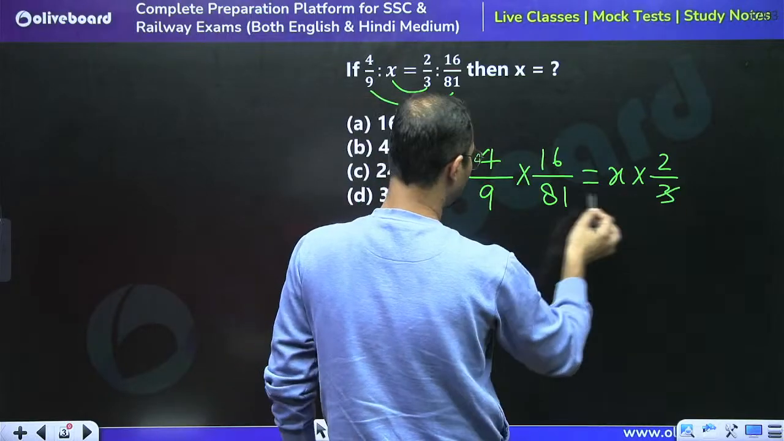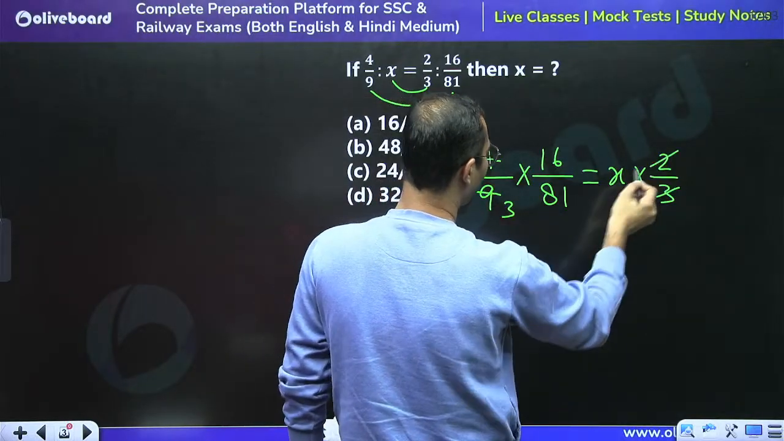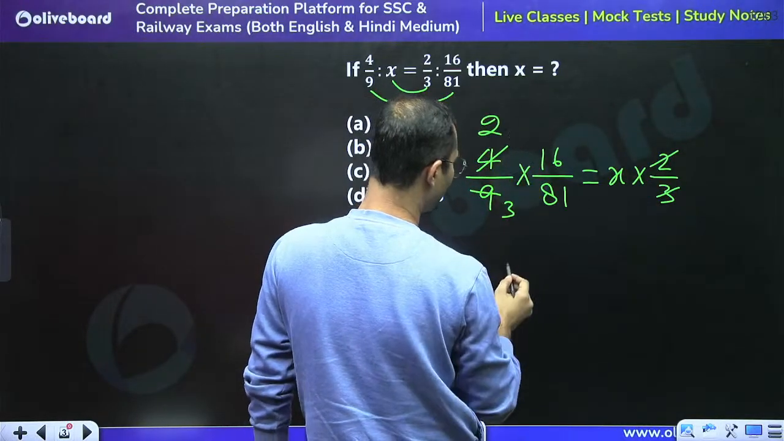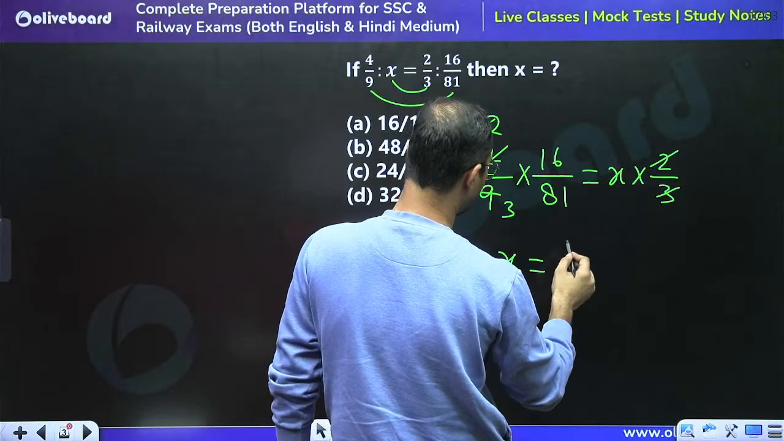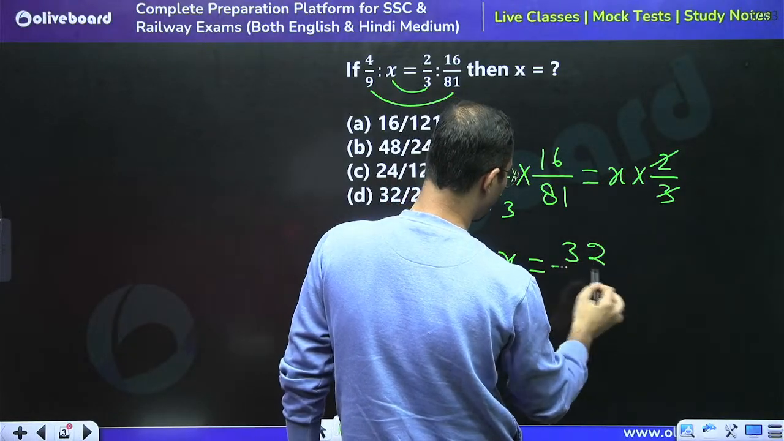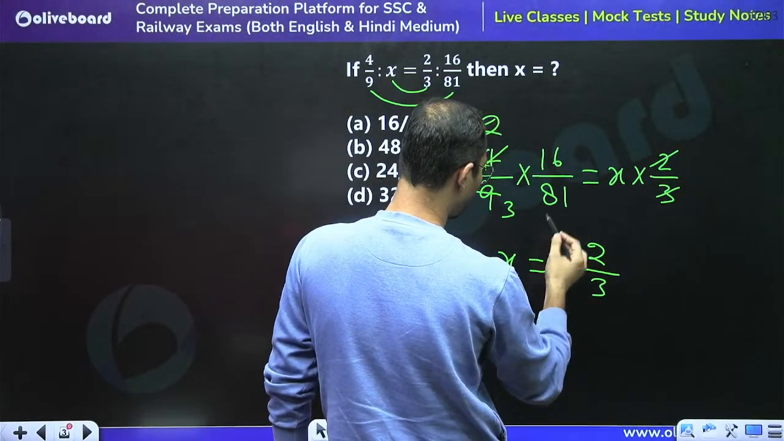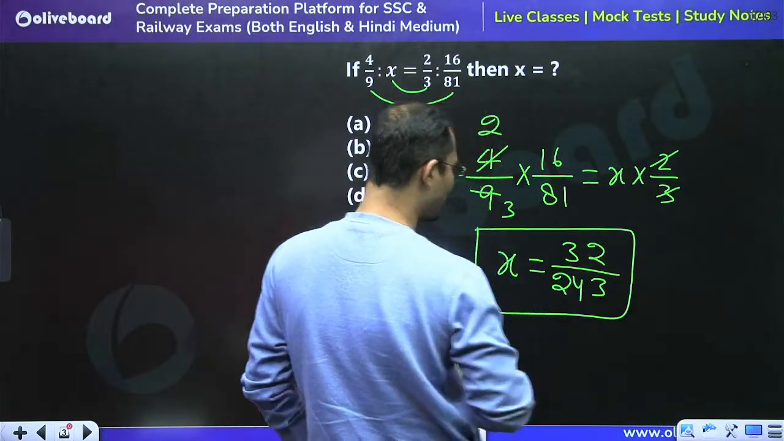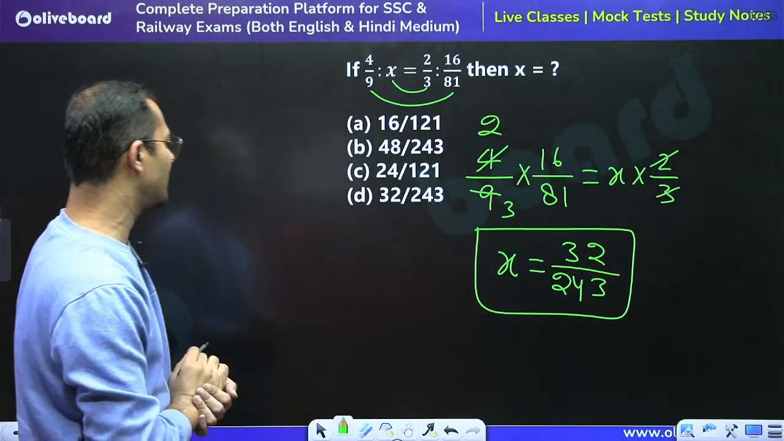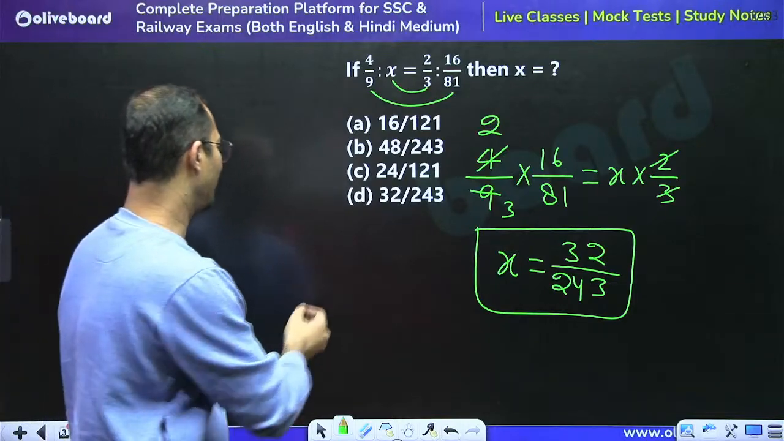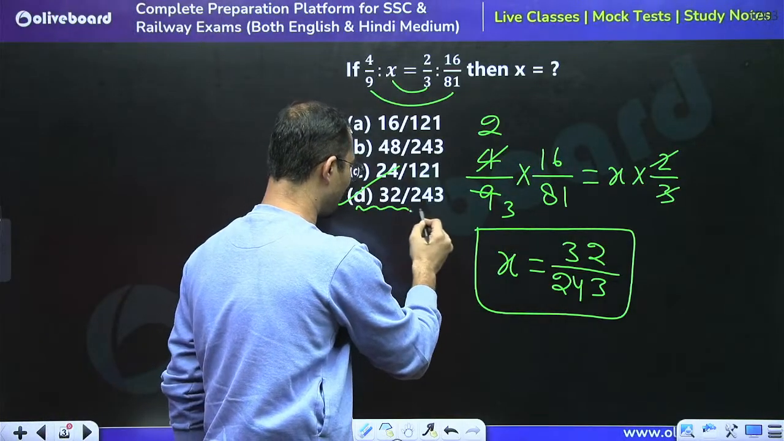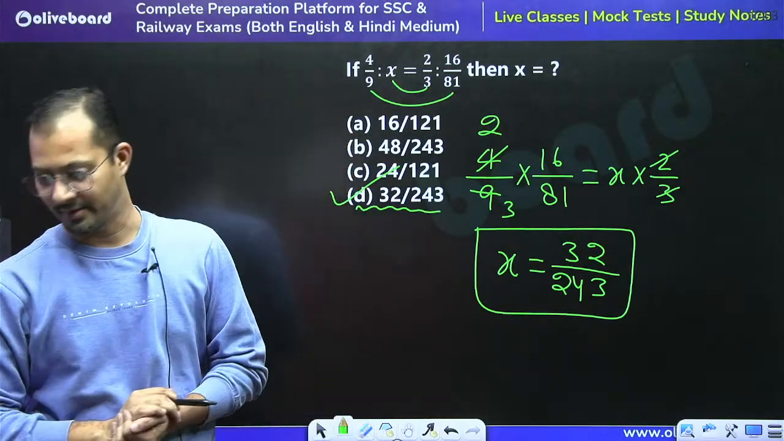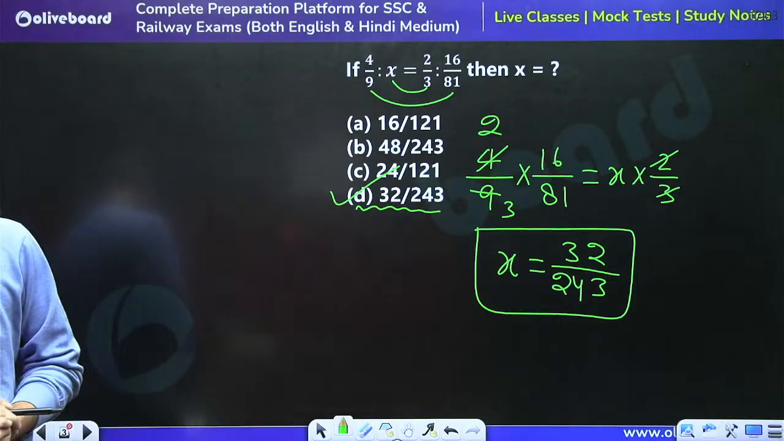So by 3 this is cancelled 3 times, by 2 this is cancelled 2 times. So simply we can say that X is equal to 32 divided by 243. Yes, D is the right answer.